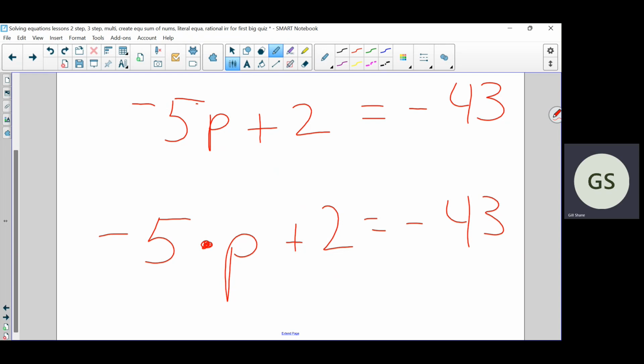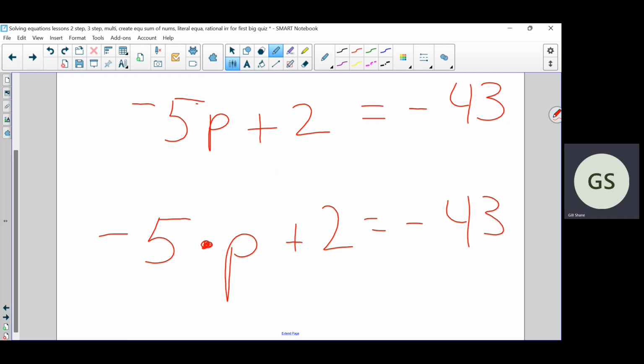Well, let's say it was 2. What would 2 times negative 5 be? Negative 10. And then if I add 2 to negative 10, I get negative 8. That's not right. It's not even close to negative 43. It can't be the right answer, because the right answer will make this side equal that side. We'll get into that definition next class. So just take another guess. It wasn't 2.